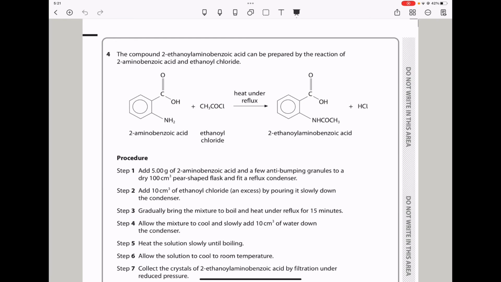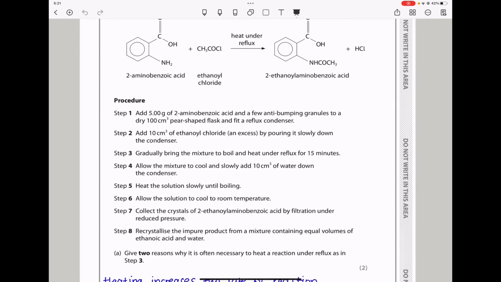Question 4. The compound 2-ethanoyl aminobenzoic acid can be prepared by the reaction of 2-aminobenzoic acid and ethanoyl chloride. This is 2-aminobenzoic acid and this is ethanoyl chloride. They heat under reflux and then produce the product as well as HCl. So this is the procedure.